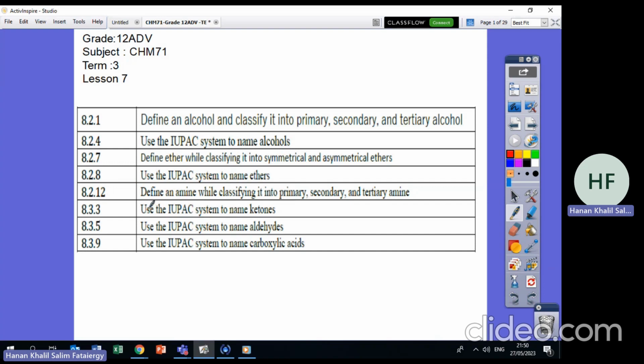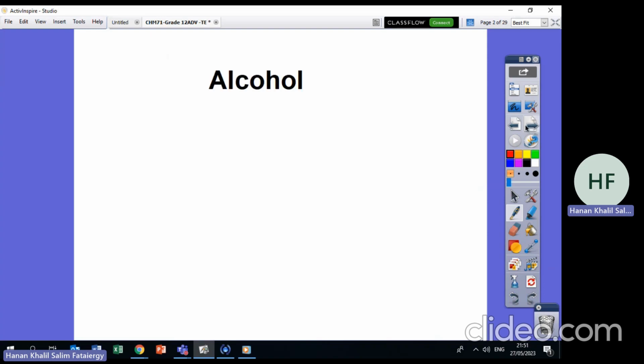Now in lesson 8, you need to know 3 things: how to name ketones, how to name aldehydes, and how to name carboxylic acids. Okay, so initially we will start with alcohols. I want you to remember that an alcohol is any compound that has an OH group. Any compound having an OH group is called alcohol.